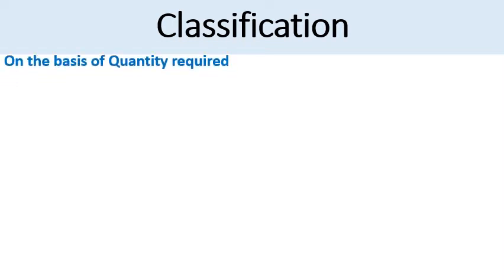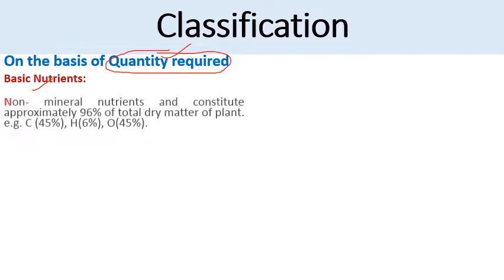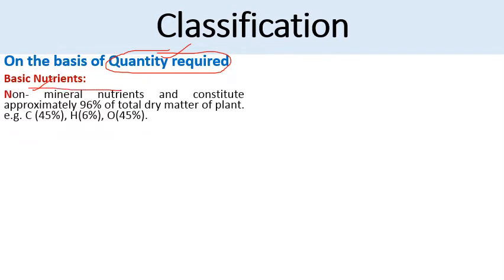So the first category is on the basis of quantity required. How much amount of these nutrients are required by the plants? So first are the basic nutrients. These are the major nutrients which are non-mineral elements, and they are not obtained from the soil, and they form approximately 96% of the total dry weight of the plant. These are non-mineral nutrients and constitute approximately 96% of total dry matter of the plant. For example, we have carbon, hydrogen, and oxygen.